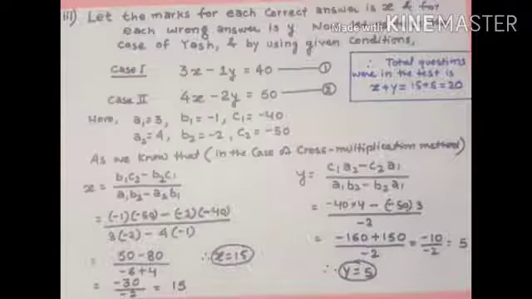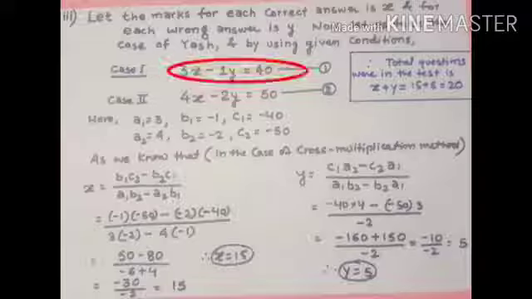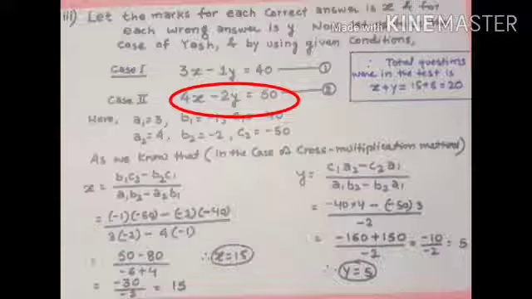Let the marks for each correct answer be x and for each wrong answer be y, as the question says. Now let us take the case of Yash. As the question says, someone gets awarded 3 marks for each correct answer and a deduction of 1 mark for each incorrect answer. So the equation will be 3x minus 1y equal to 40, as you can see on the screen. Now one question arises, why do we put a minus sign in the equation? Because there is negative marking for each incorrect answer. So the equation will be 3x minus 1y equal to 40. Similarly, in case 2, the equation will be 4x minus 2y equal to 50.